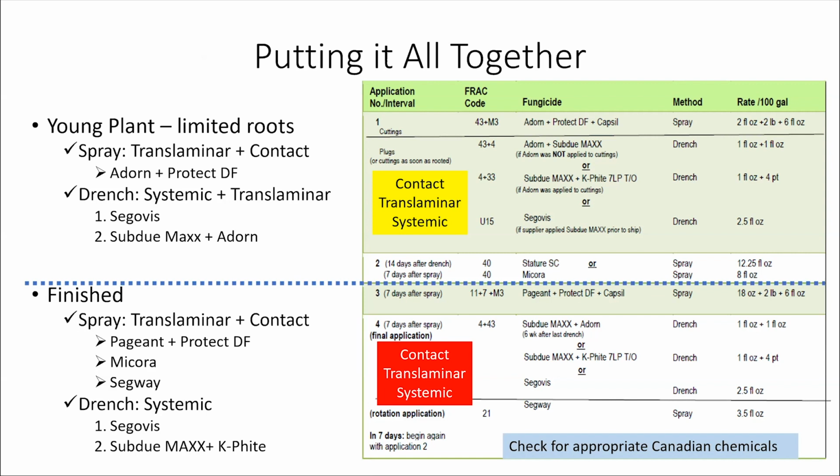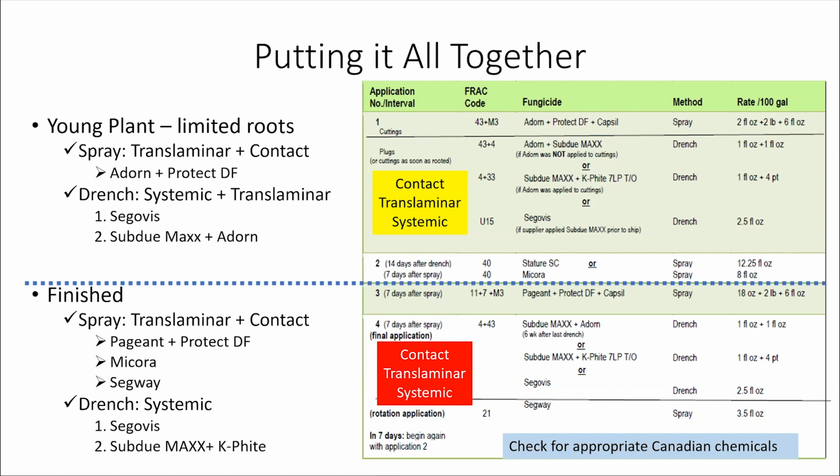If you've got a little bit more time for your young plants, you're looking at a spray program with a translaminar and a contact, Adorn plus Protect DF. We like Adorn early in the crop because there are some indications that you could end up with flower phytotoxicity with some Adorn. So get it on early. We see good longevity of protection after 7 days, the same with Protect DF. So that gives you early spray, early crop protection.